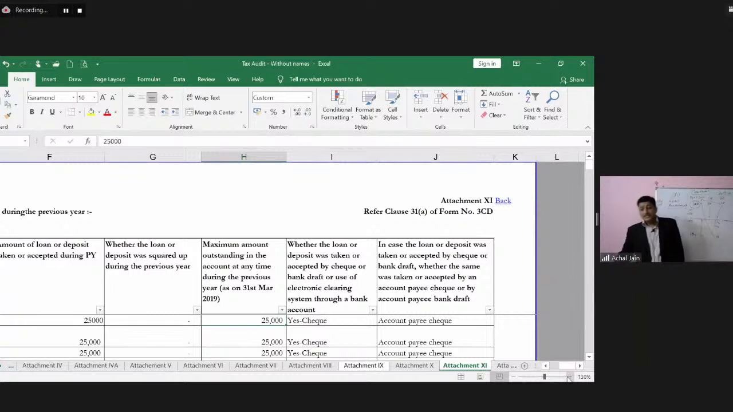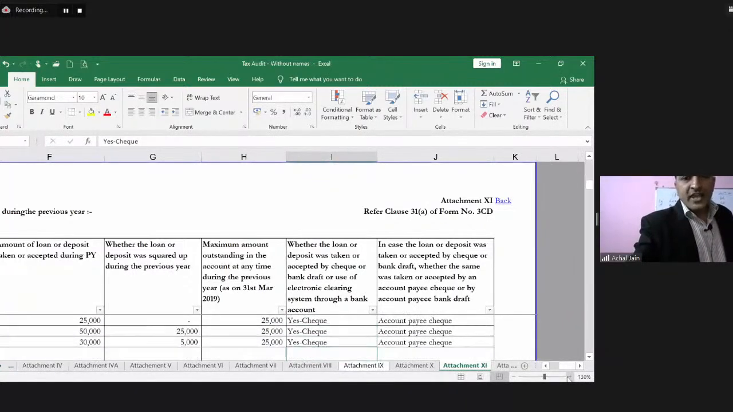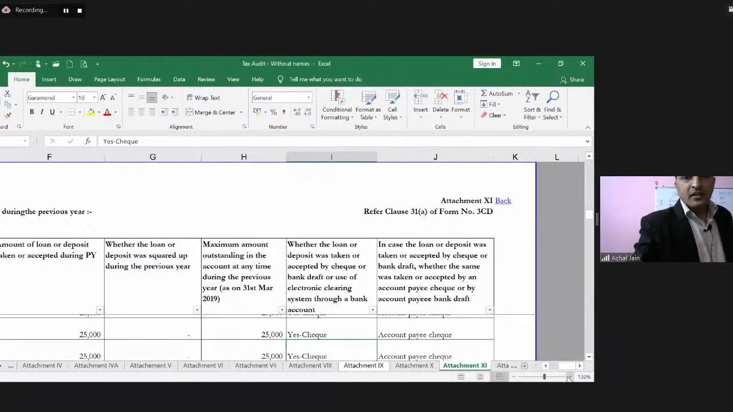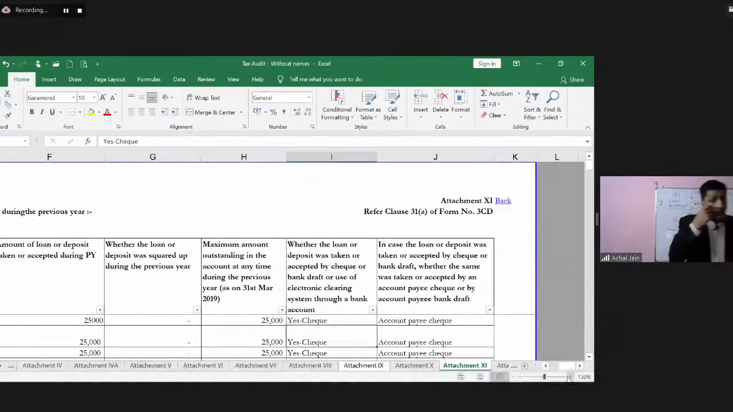Then the next step will be whether the loan or deposit was taken or accepted by check or bank draft or use of electronic clearing system through a bank account. If it's a check, it will be reported as a check. If it's a bank draft, it will be reported as a bank draft. Or if this is something in the nature of RTGS or NEFT, that will also be specified. So again, the particulars are required to be reported.